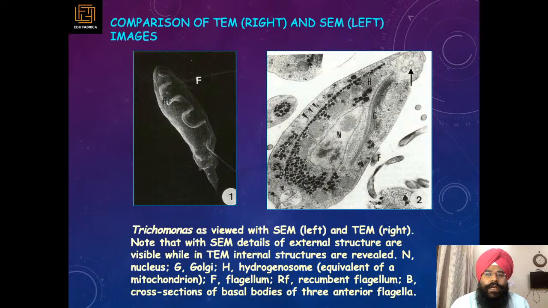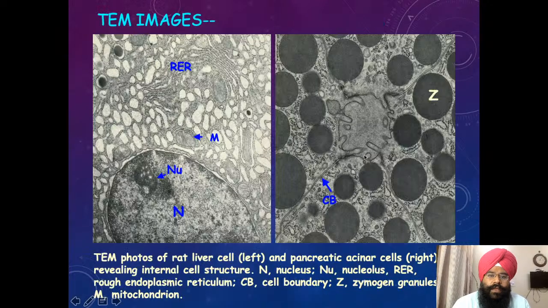So a comparison of TEM and SEM. Trichomonas are viewed with SEM and TEM here, left and right. Note that in the SEM, details of external structures are visible, while in the TEM, internal structures are revealed. So the left side is SEM and the right side is TEM. TEM helps you see the internal structures, whereas SEM helps you see the whole cells as a 3D structure. Here you can see the Golgi body, hydrogenosomes, flagellum, recombinant flagellums, like this.